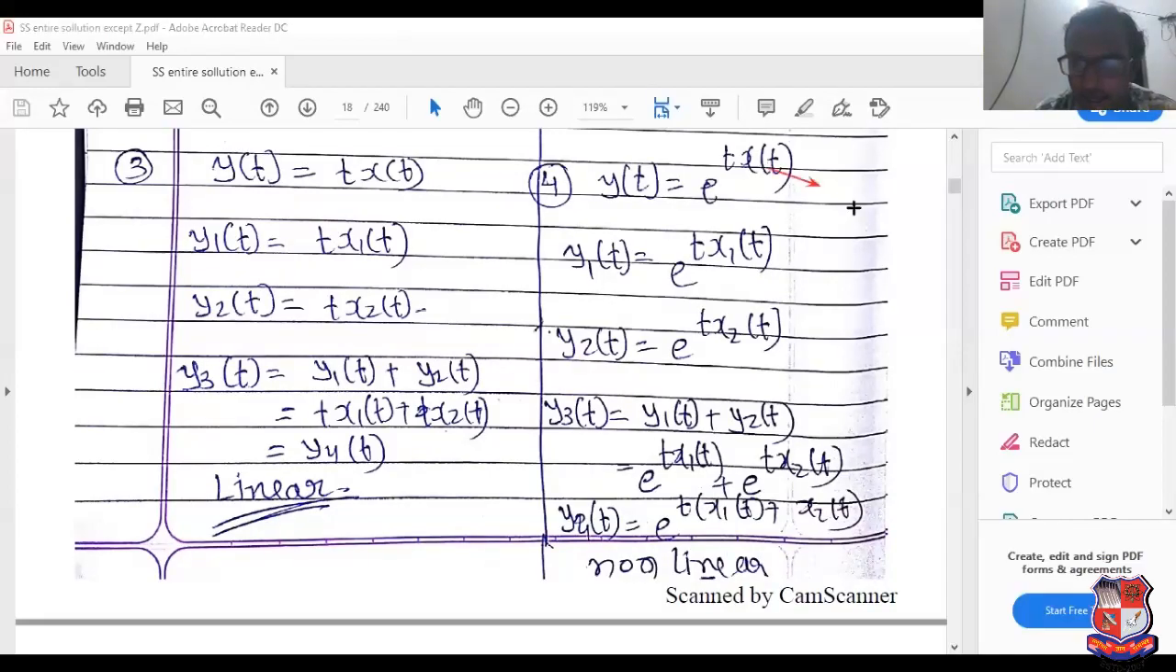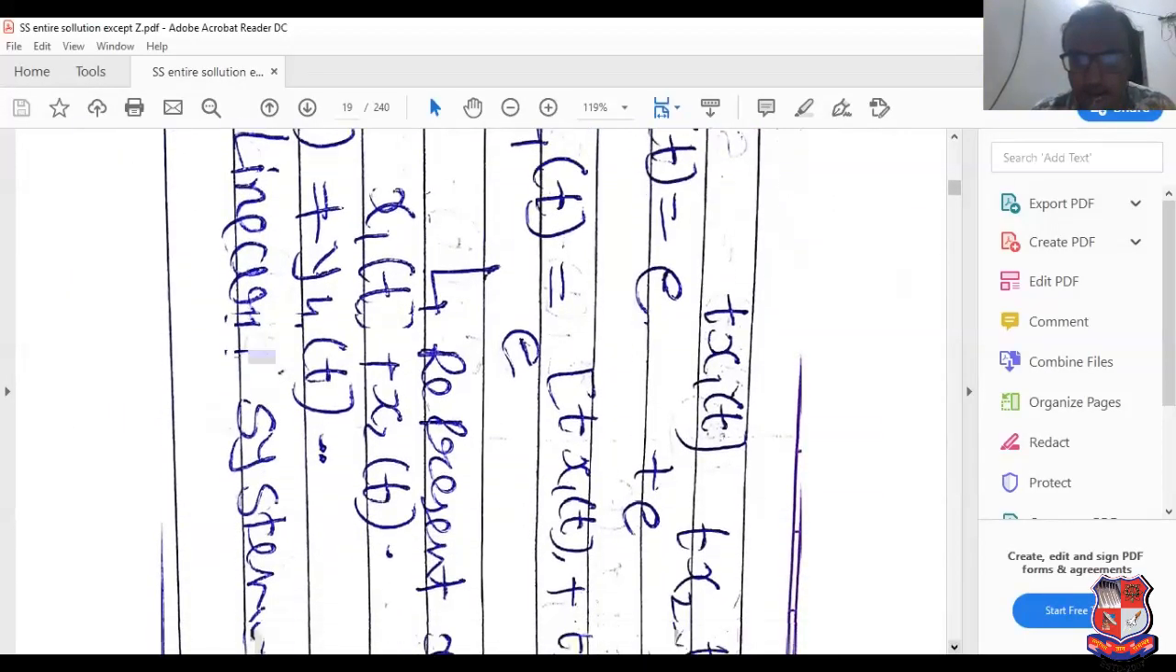What is the main step in y4 of t? The majority of students make a mistake here. y4 of t means what? The applied x of t is the input of two inputs' addition, x1 of t plus x2 of t. If we apply here x5 and x6, then we also write x5 plus x6. So here it is 2t bracket x1 of t plus x2 of t. These two systems are non-linear. So it is considered a non-linear system. Why non-linear? Because the result is different.